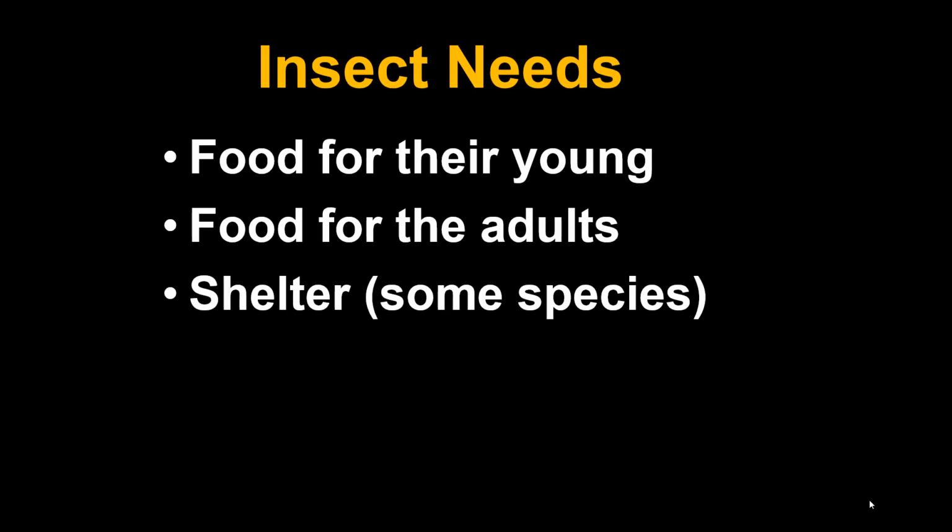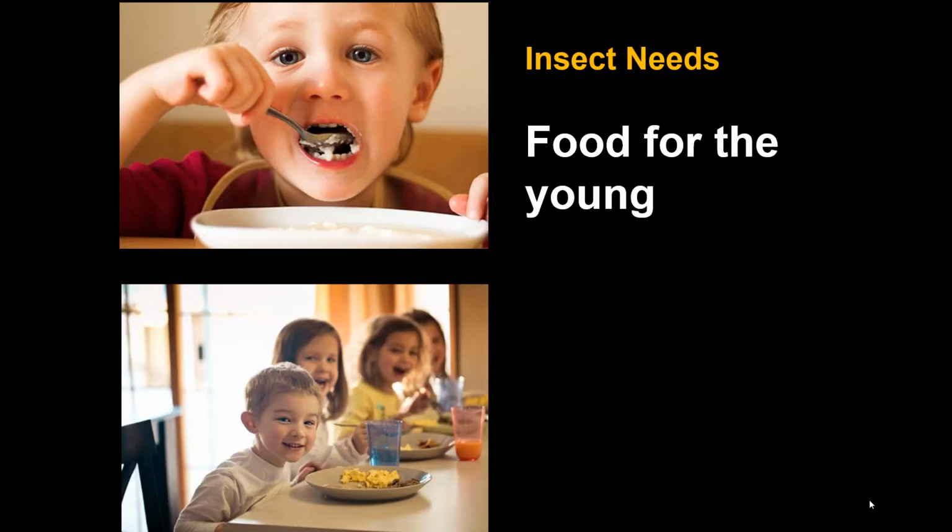So basically, the way you have to think about landscaping for insects is think about what do they need? What do the insects need to get through life? And often it's fairly simple. They're going to need some food for when they're growing up, and they're going to need some food for when they're an adult, and they may need some shelter, particularly if they're one that produces some sort of nest.